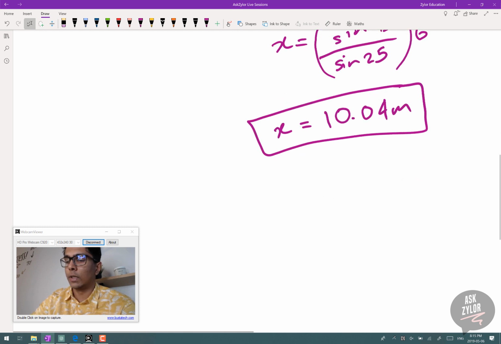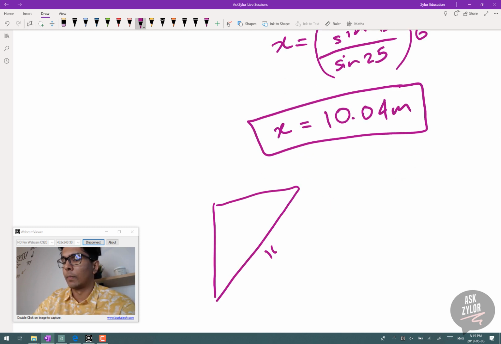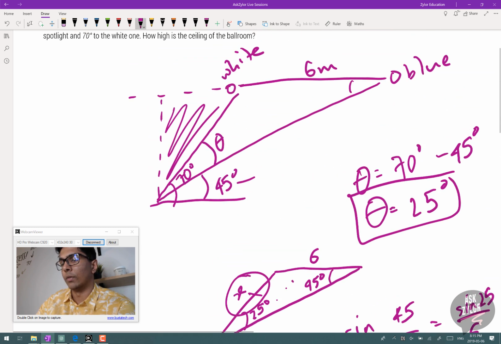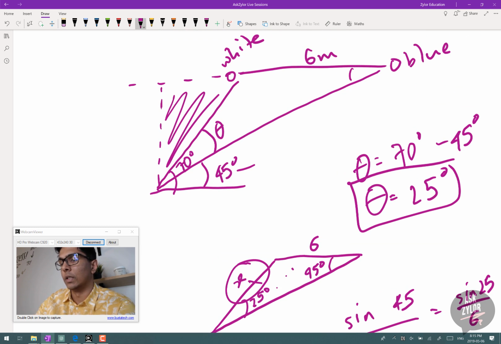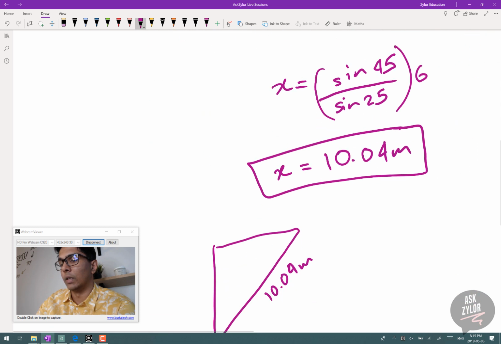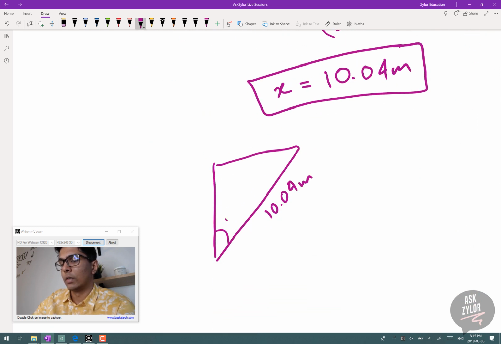So let me redraw that. So then I have 10.04 meters as that side, and I know my full angle for that was 70. So the interior angle would be 90 minus 70, which is this. So 90 minus 70 would be 20 degrees. This is a right angle. So now I have a right angle triangle that I can solve. So this is my height that I need.